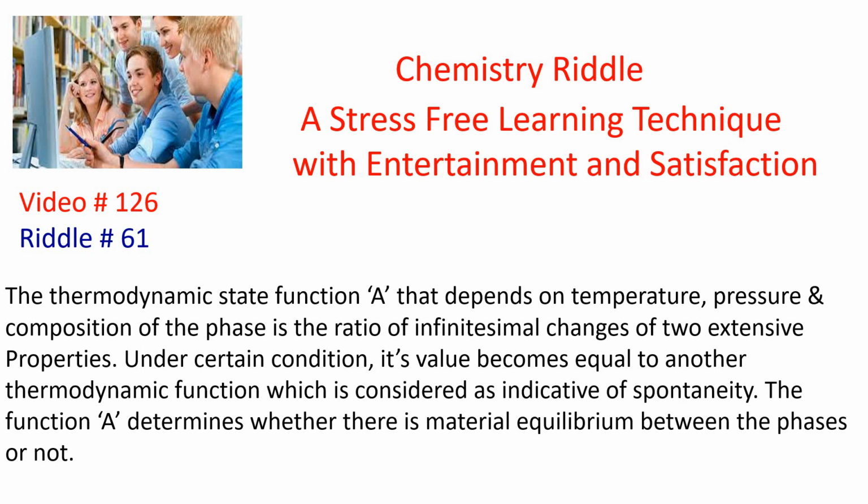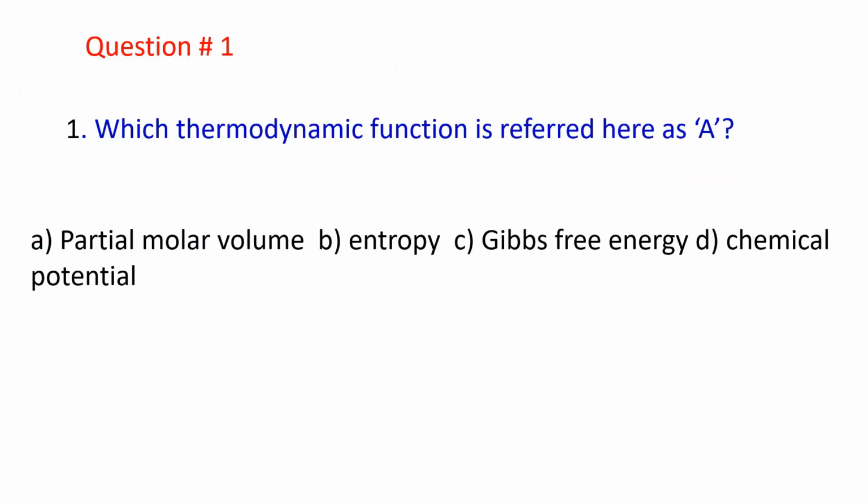Now, let's see the multiple choice question associated with this riddle. Question number 1. Which thermodynamic function is referred here as A? The options are option A, partial molar volume, option B, entropy, option C, Gibbs free energy, option D, chemical potential. The correct answer is option D, that is chemical potential.